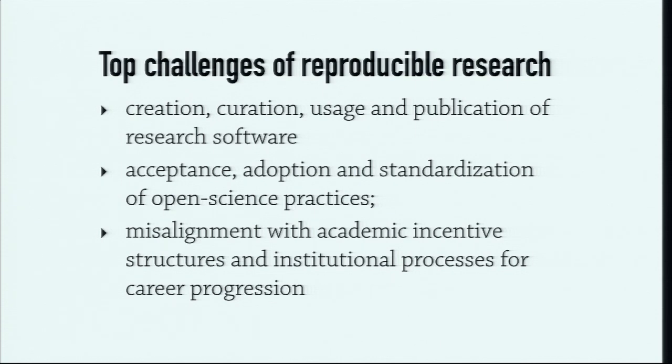Misalignment, this is the hardest one. Misalignment with academic incentive structures and institutional processes for career progression. I don't know the answer to that. In my talk, I've shared all the things that we've learned about the first two, but I don't know anything about what we can do about the third. Is the hardest challenge, I think. Maybe it is something that the social scientists can come up with an idea on how to address this.